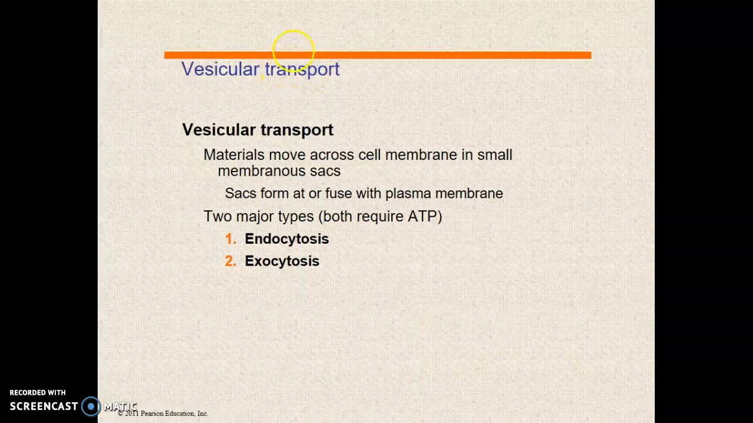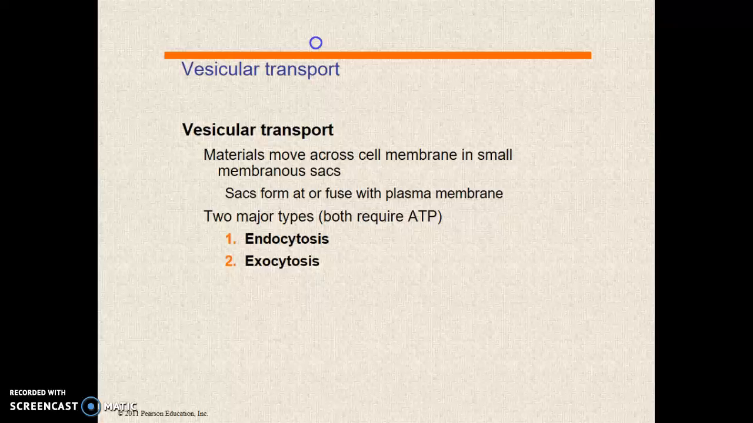Vesicular transport is pretty easy. The membrane forms a small vesicle to bring substances in. A very actively transporting cell will replace its entire membrane through this vesicular transport in about an hour. 2 major types: endocytosis, bringing products into the cell; exocytosis, releasing products from the cell, and both of them are active, requiring ATP.